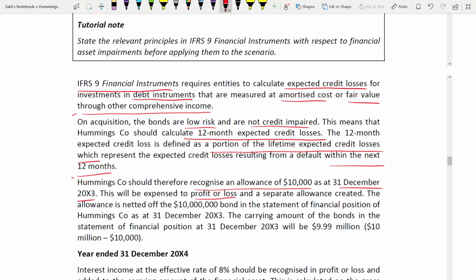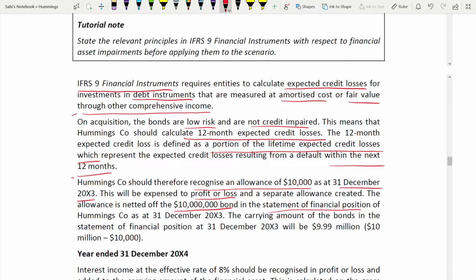So this allowance is netted off against that 10 million bond. That 10 million bond value will be deducted by this 10,000. Why net it off? Because you will not receive this 10 million in full anymore. Because of that 12-month expected credit loss, that 10,000 you have to deduct from this 10 million in the statement of financial position.